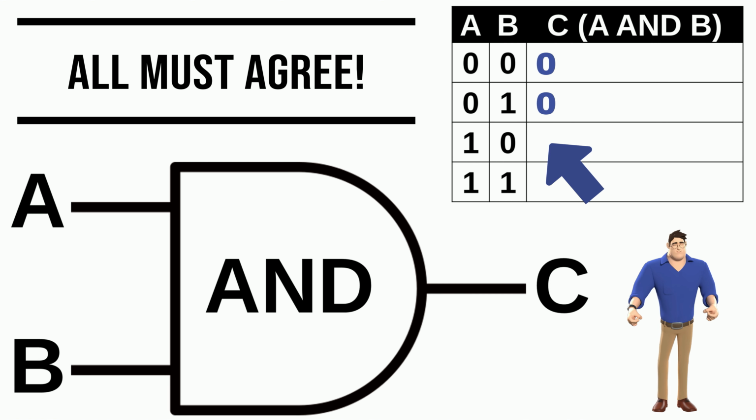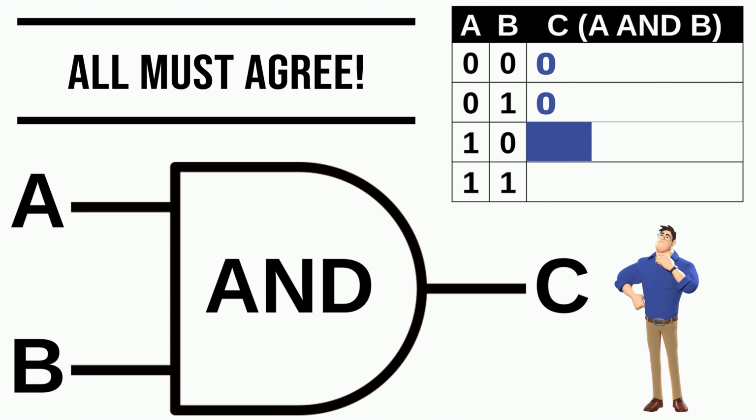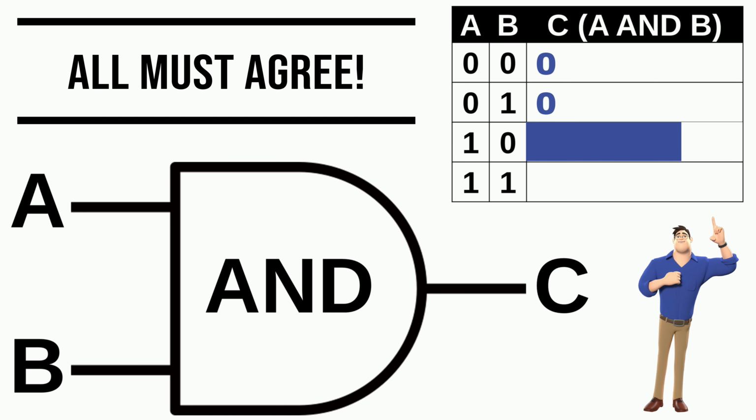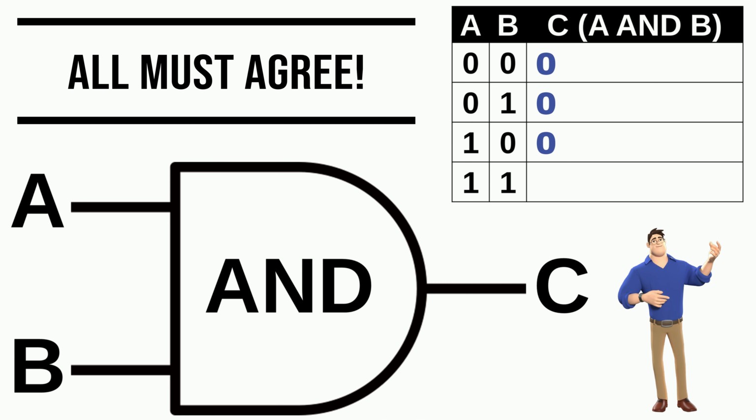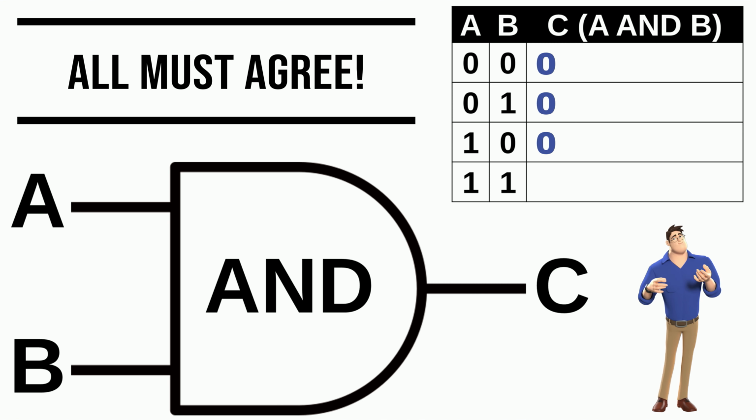I'll wait a few seconds. Well, it's 0, as you need 1 for both A and B. Finally, on the last row there are 1s for both A and B, so that means the output for C would be 1.